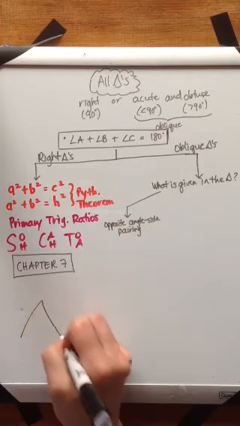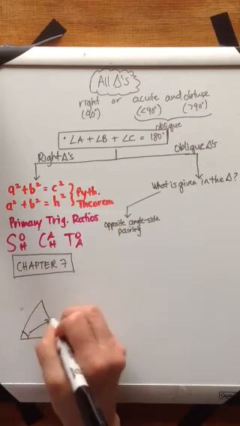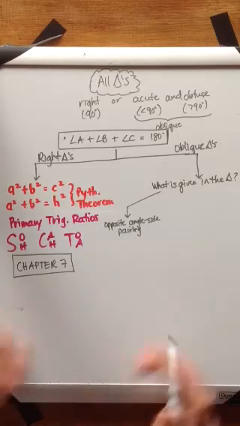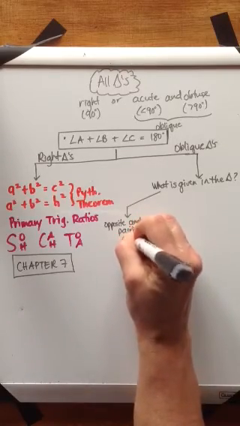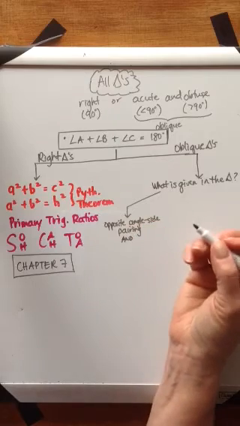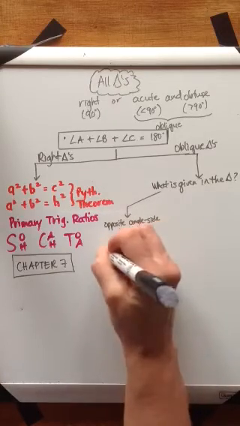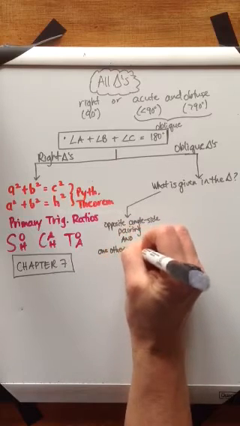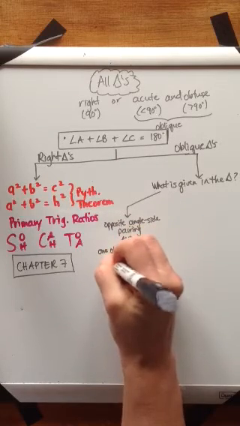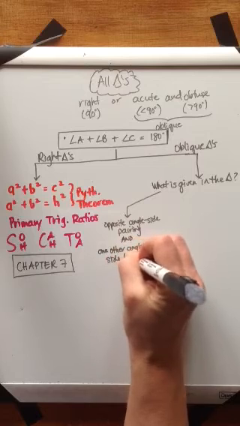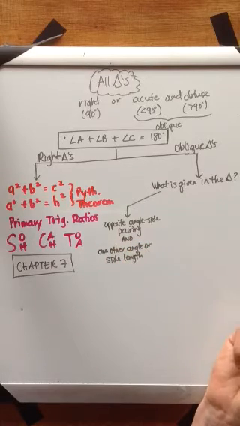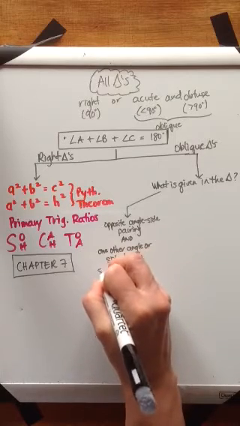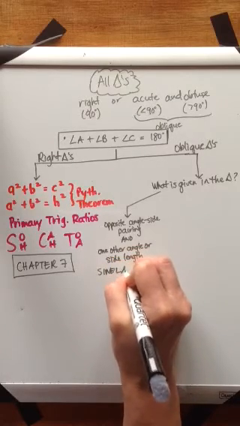Meaning you have a triangle and you know an angle and its opposite side like this. Okay? And on top of that, you are given one other side or angle length. So 3 pieces of information altogether. Then you can use what we've learned is the sine law.